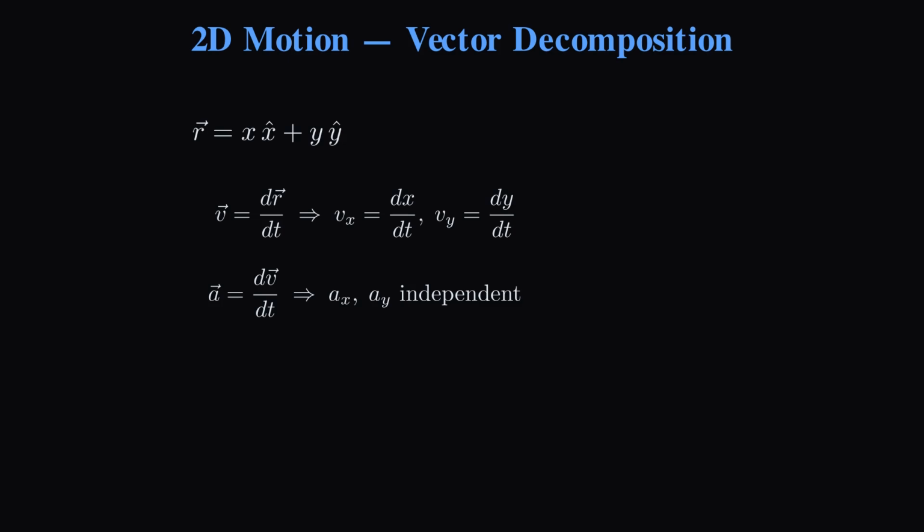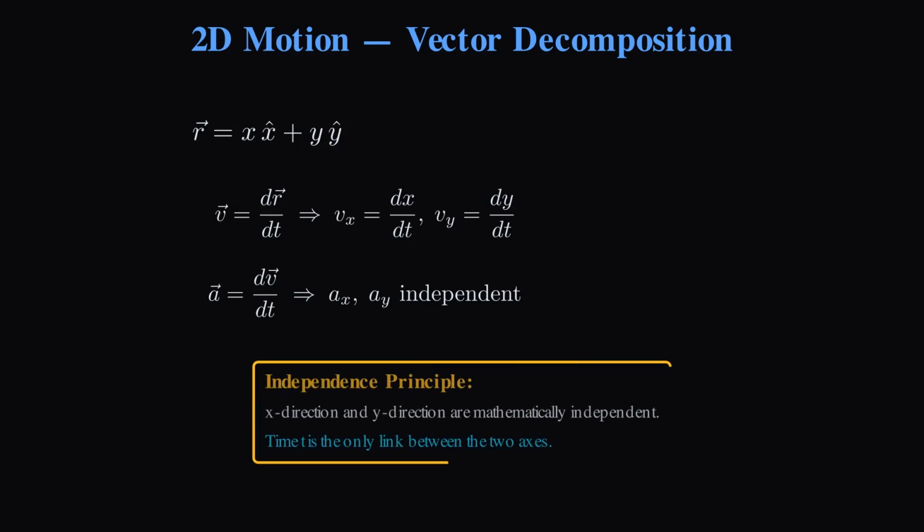Acceleration is the time derivative of velocity. a equals dv over dt, with x and y components each evolving independently. The key principle, stated precisely: the motion in the x direction and the motion in the y direction are mathematically independent of each other. What happens horizontally has no effect on what happens vertically, and vice versa. This is not an approximation, it is exact.